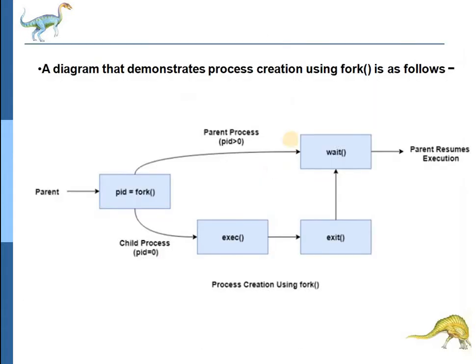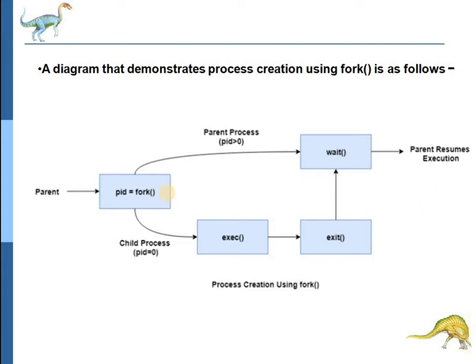This diagram demonstrates process creation using fork. A fork system call is the way one process can create another process. The created process is an exact duplicate of the parent process, differing only in the PID. Both the parent and child processes get executed when the fork system call occurs.